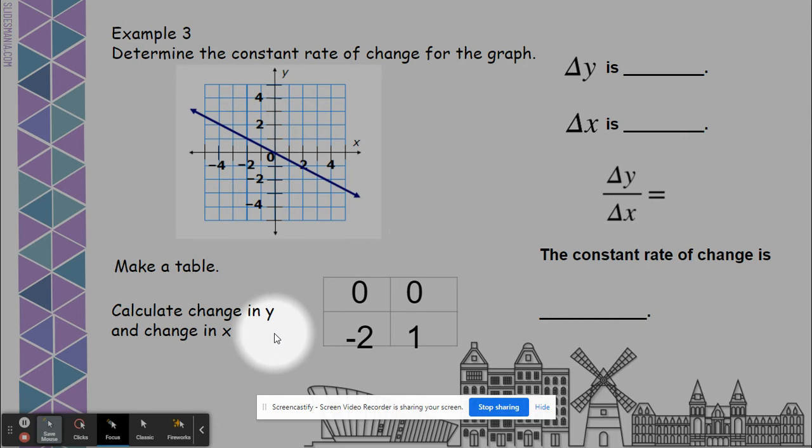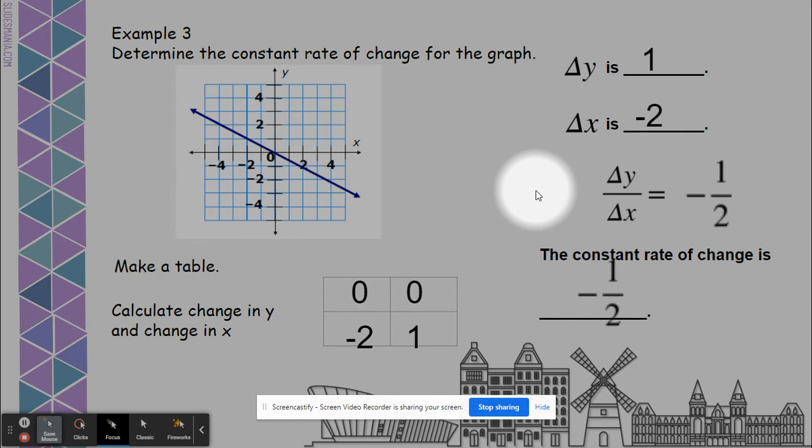I'm going to calculate the change in y and the change in x. So I'm going to calculate 1 minus 0. Well, that's easy. That's 1. Then I'm going to calculate negative 2 minus 0. That's easy. That's going to be negative 2. And then I'm going to divide my change in y by my change in x. And when I do that, I get 1 divided by negative 2, which is negative 1/2. The constant rate of change for this graph, or the slope for this graph, is negative 1/2.